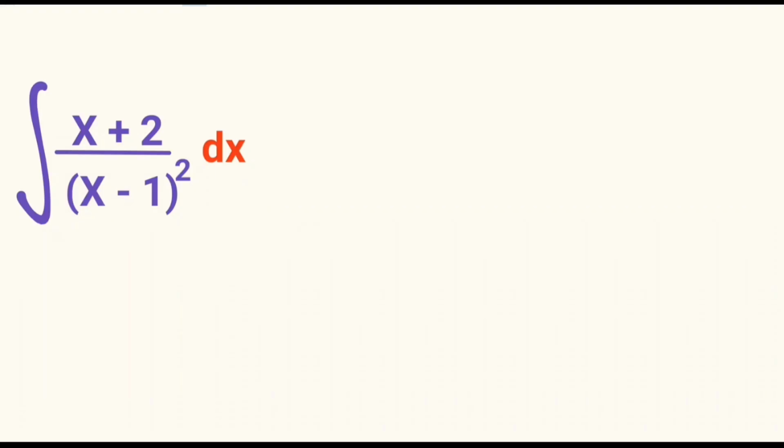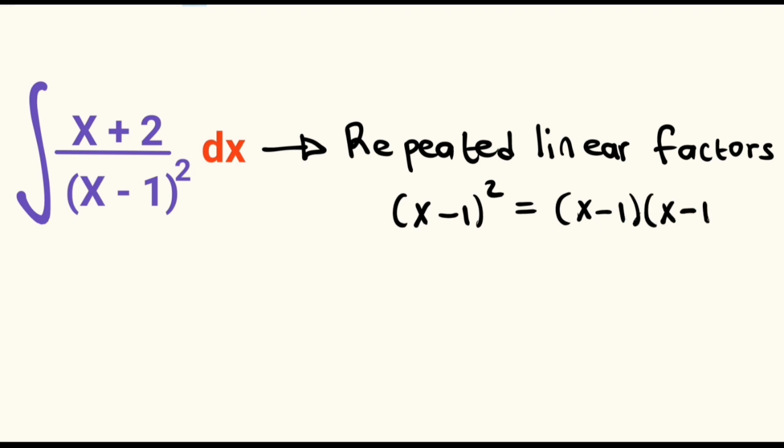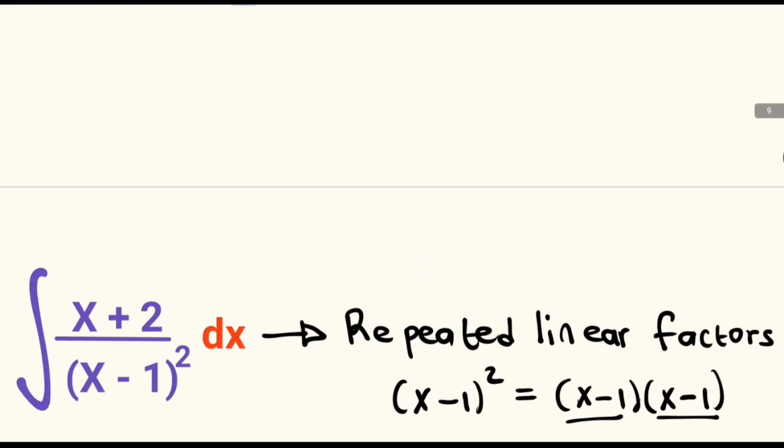We now have to evaluate the integral of x plus 2 divided by x minus 1 squared dx, and in the denominator we have repeated linear factors, where the x minus 1 squared is equal to x minus 1 multiplied by x minus 1. So the x minus 1 is repeating itself twice.